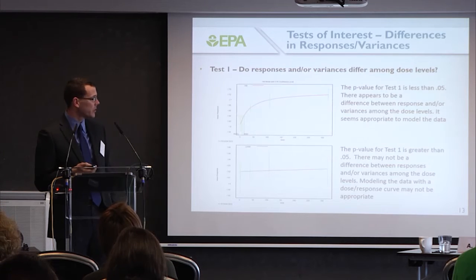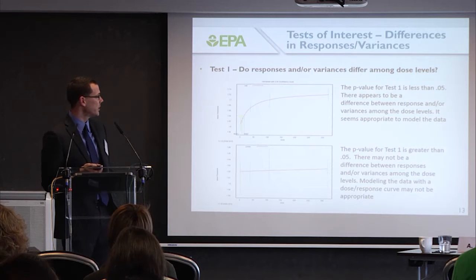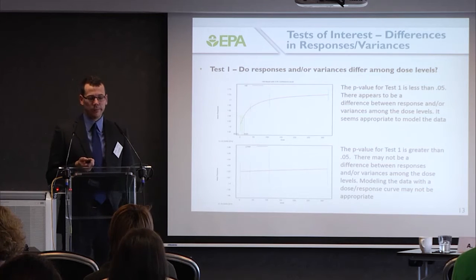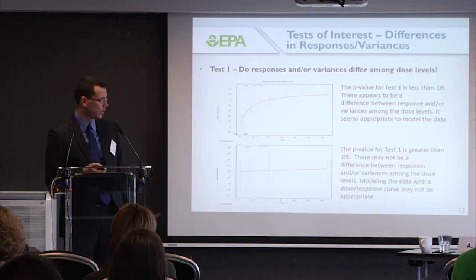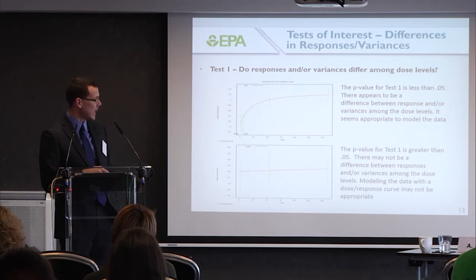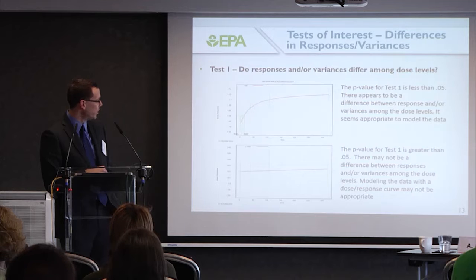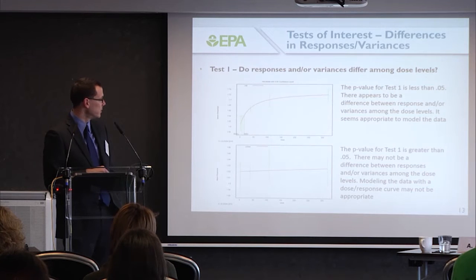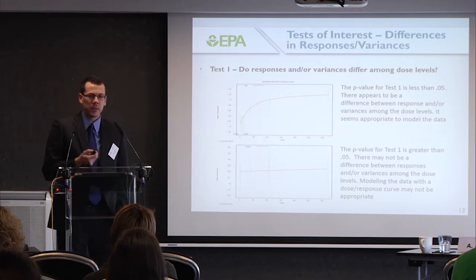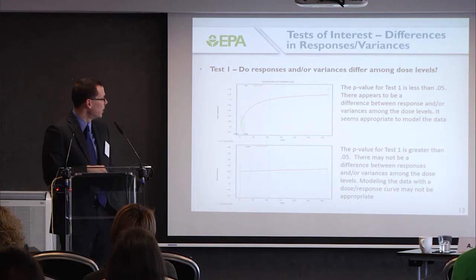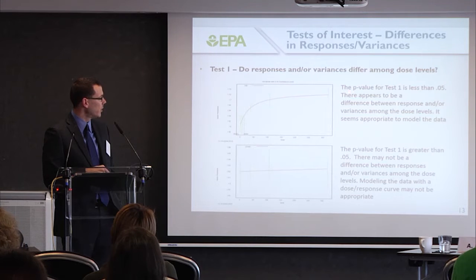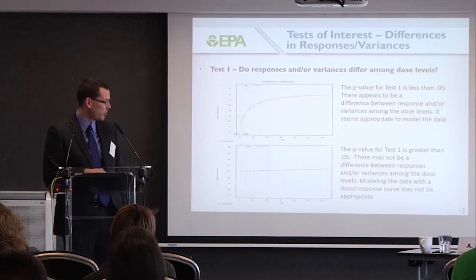So for continuous data, the first test of interest is just a determination of whether or not the responses and or the variances differ amongst dose groups. It's not a trend test per se. It's a pairwise comparison of one dose back to control, the other dose back to control. I think everybody in the room would look at this dose response and shrug their shoulders and say, well, yeah, there's a response there. The responses do differ from control, and the p-value for test one would back up that visual interpretation.